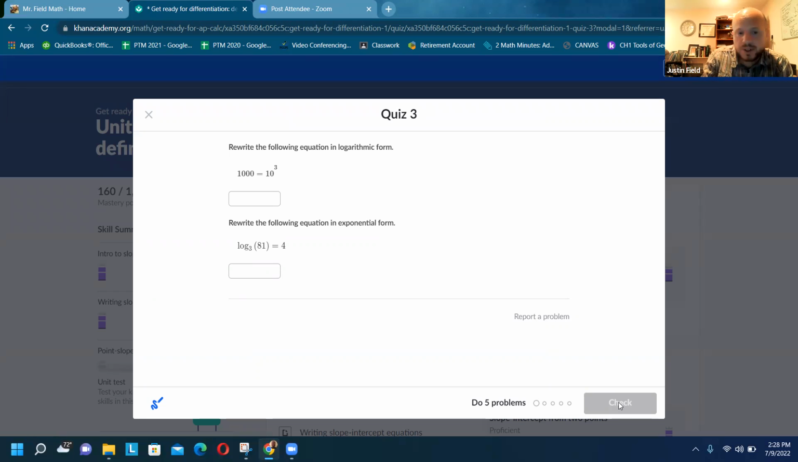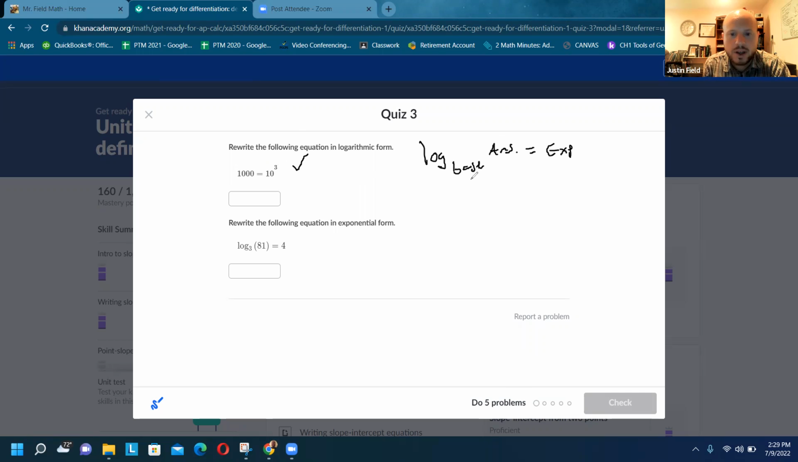This is logarithms. Okay, so let's review the log rules. Very closely related to the rules of exponents. So 1,000 equals 10 to the 3rd. That's correct. But we want to write it in log form. So log form is log base answer equals exponent. And that's as opposed to exponential form, which is base exponent equals answer.